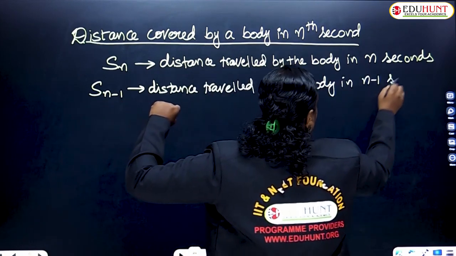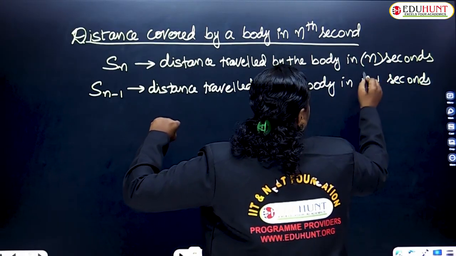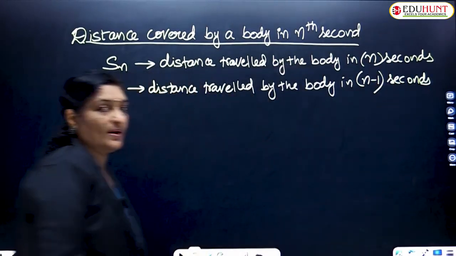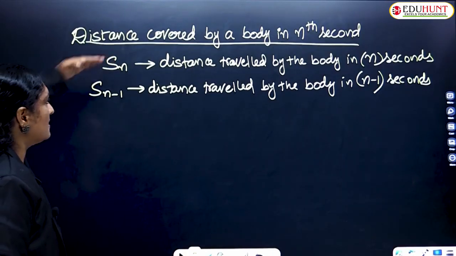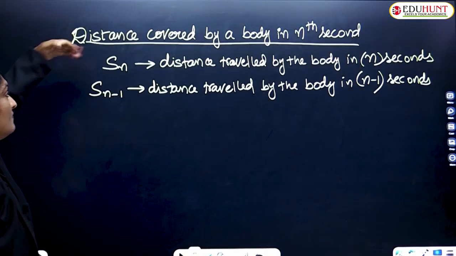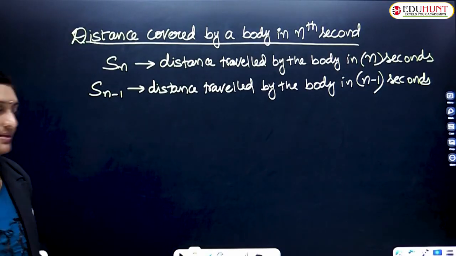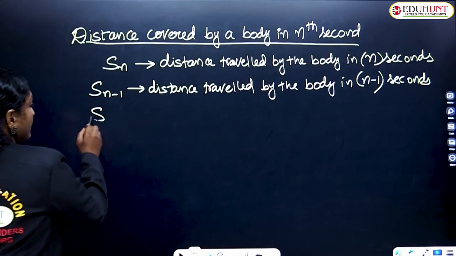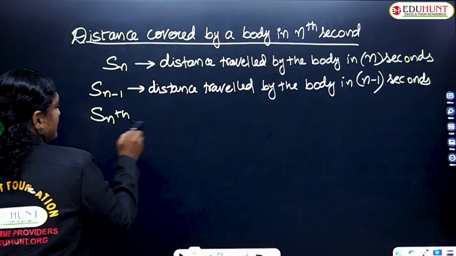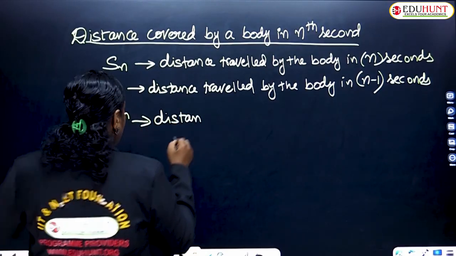N minus 1 seconds. That was in total n seconds, and here only n minus 1 seconds. Suppose it happens to be the distance traveled in 5 seconds, this will be 4 seconds. If this is 10 seconds, this will be 9 seconds. The total time that is given. Okay, then Sn, the nth second, we need to find out. Snth means distance traveled by the body in between.